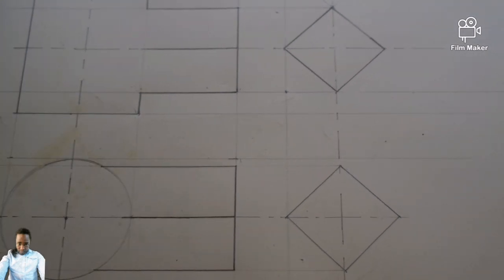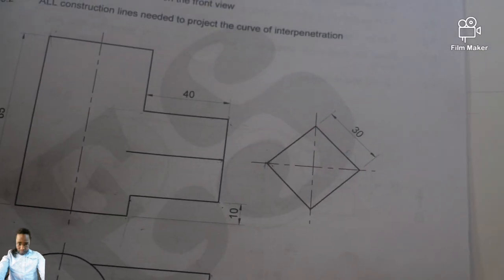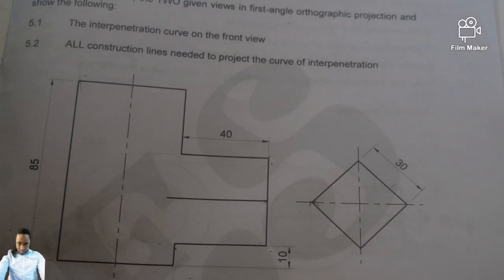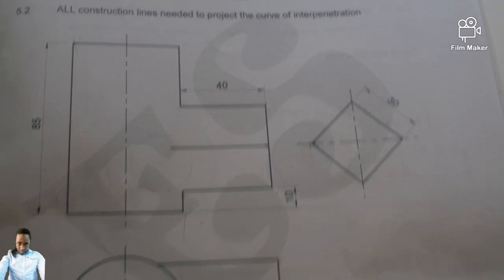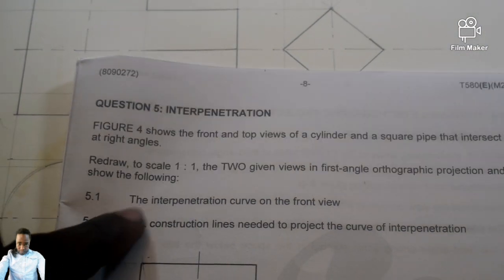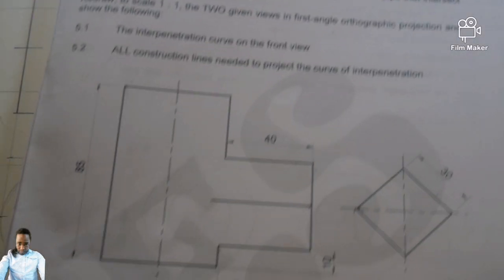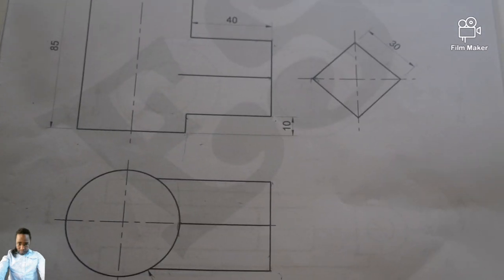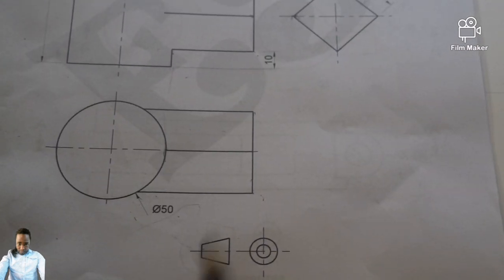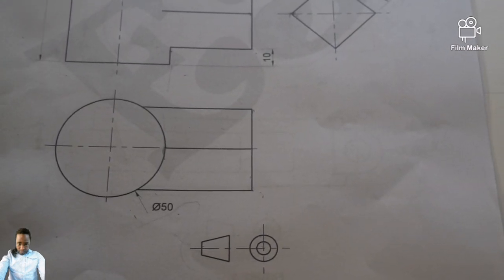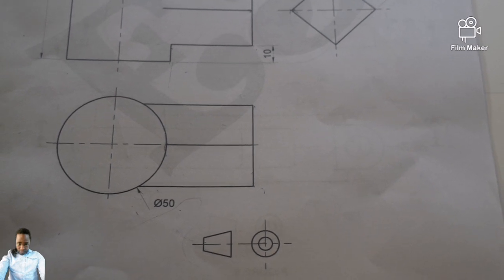Okay, so I think we are done with the given views. So now let's get to the line of penetration. How are we going to get to the line of penetration? So 5.1, the interpenetration curve on the front view, isn't it? You must know which one is the front view, which one is the left view, which one is the top view, which one is the right view. But in this case, this was given in first angle orthographic projection, so we do not talk about the word right in first angle orthographic projection.